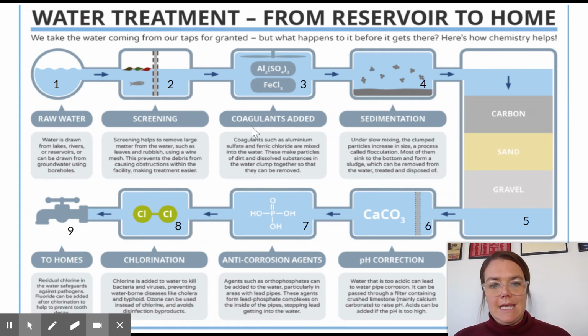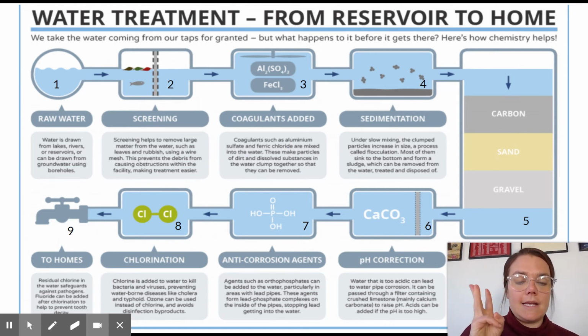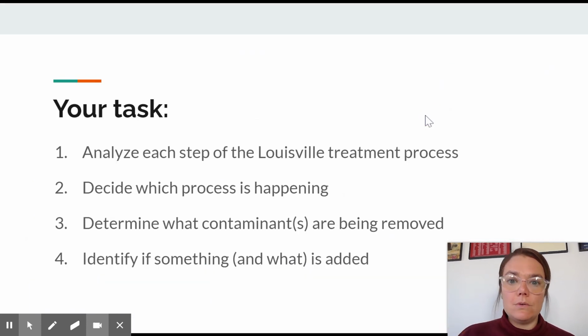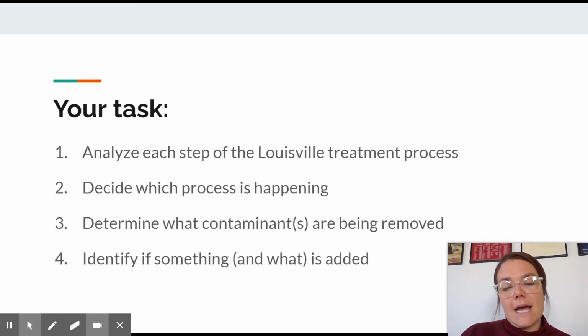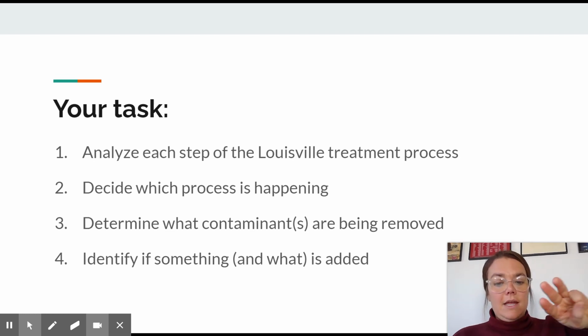All right. So we broke down the 9 steps here and we looked at what was going on, not just by looking at what's in the images, but more importantly, by reading what was underneath. That's where you're going to get the information about what's happening there, what is being removed from the water, as well as what is maybe being added to make that process happen. That's the important thing that you need to remember as we walk through this assignment. So your task for this review assignment is to analyze the steps of the Louisville water treatment process. You're going to decide what is happening at that step, determine what contaminants are being removed, and then identify if something was added to cause this process to happen.